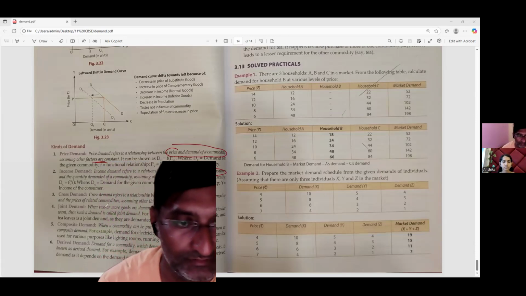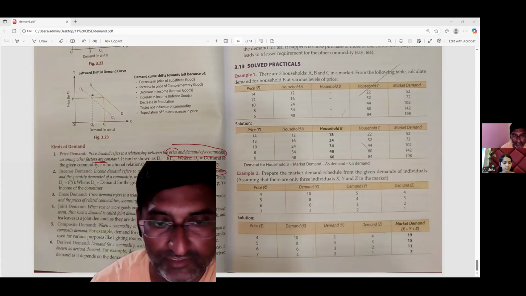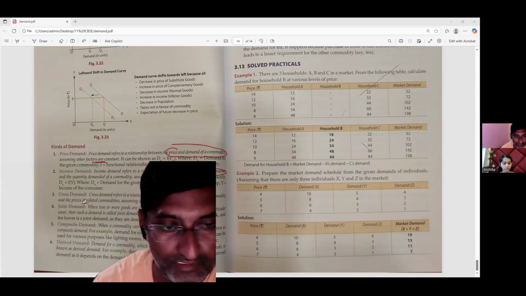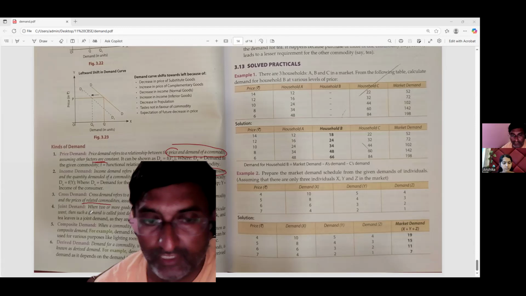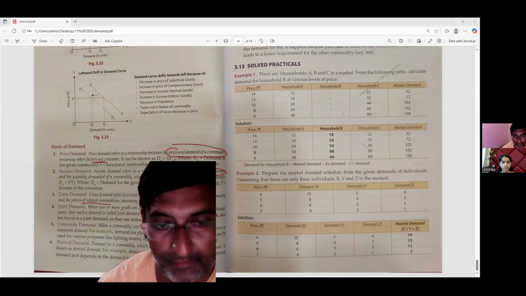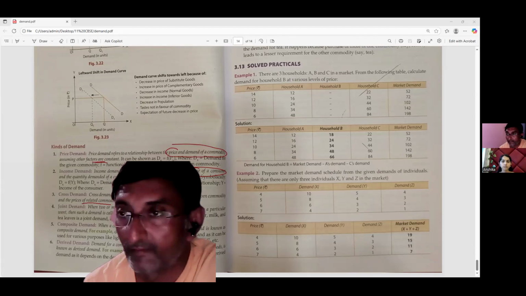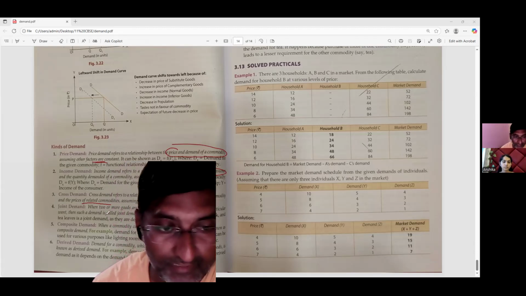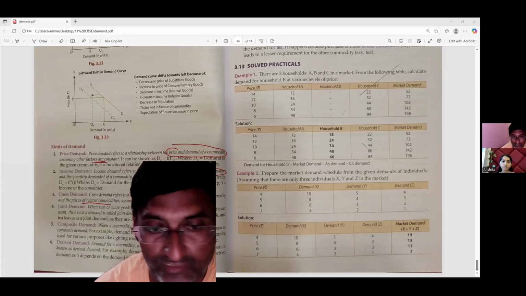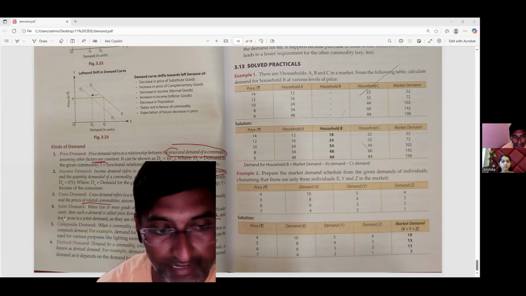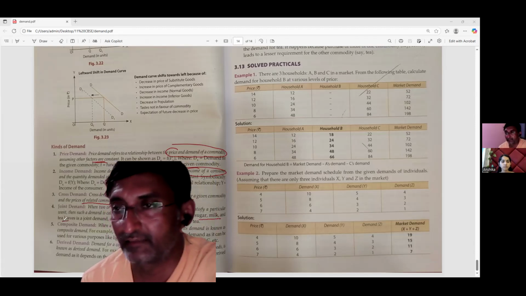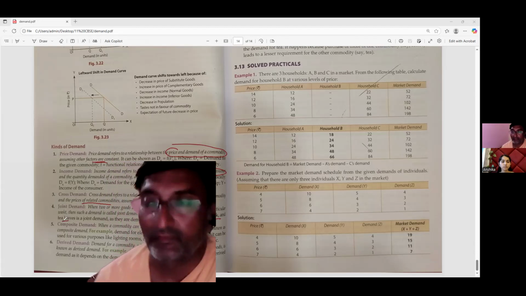Now, cross demand. Cross demand is the relationship between the demand for a given commodity and the price of the related commodity, assuming other things remain the same, only price is changed. Now then, joint demand: when two or more goods are demanded simultaneously to satisfy a particular want. Example: demand for sugar, milk, and tea. These are the examples of joint demand.